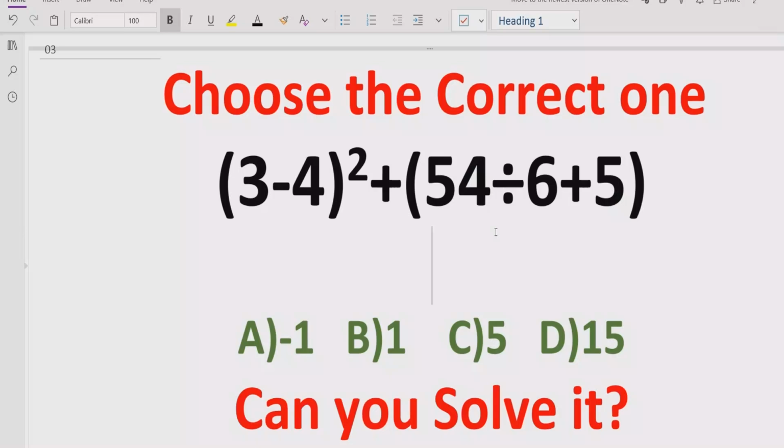Today we will solve another quiz which is related to arithmetic expression. The quiz contains the basic operations: plus, minus, division. So we have to solve this quiz using the PEMDAS and BODMAS method and find out the correct answer. In the answer list we have four answers. A is -1, B is 1, C is 5 and D is 15. So let's see after solving it which answer is correct.